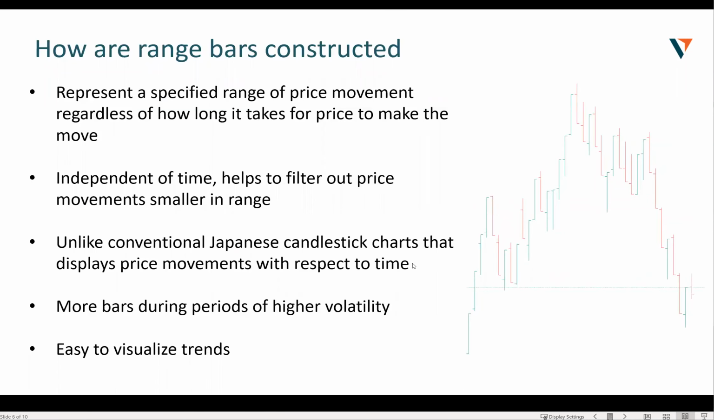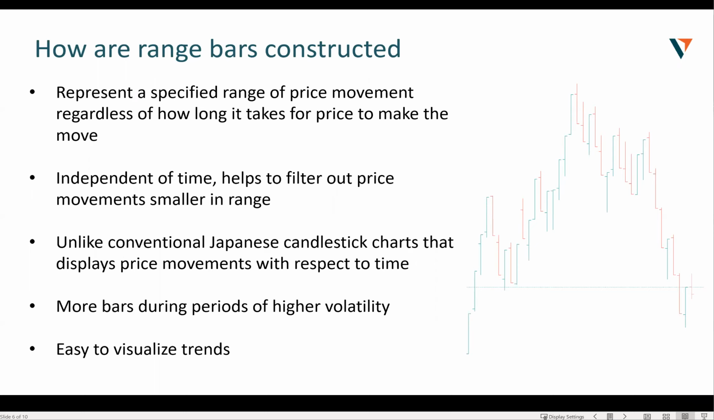So let's first start off with how a range bar is being constructed. Unlike the conventional Japanese candlestick charts, Japanese candlesticks plot price against time. If you're on a 1 hour chart, for example, in every hour it shows the open, high, low, and close prices within that hour. Whereas for range bar, the main difference is that they represent a specific range of price movement. So it doesn't matter the time component of it.